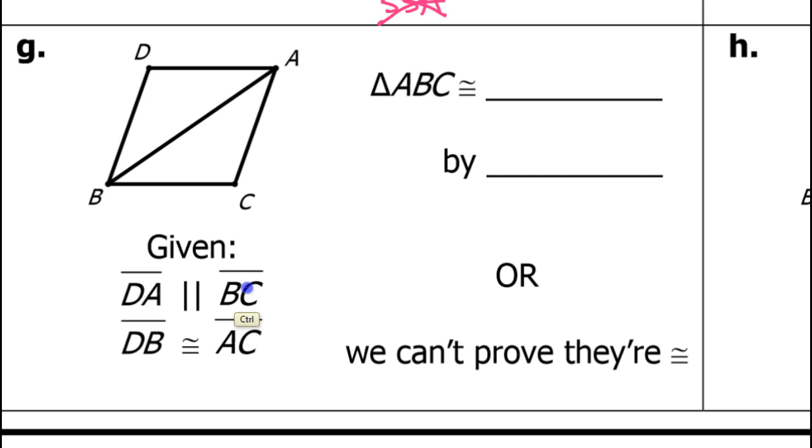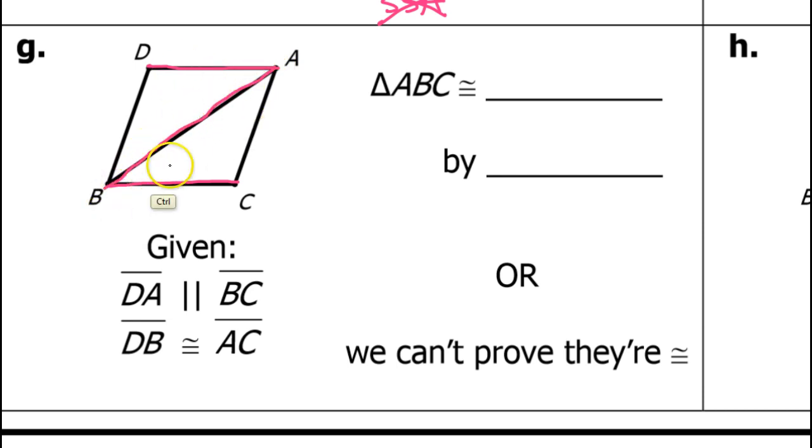DA is parallel to BC. When you have parallel lines, that will lead to congruent angles, either alternate interior angles or corresponding angles. So you have to be careful and highlight the parallel lines to begin. So DA is parallel to BC. So these are parallel. Okay, now I'm going to go ahead and highlight the transversal, the diagonal.